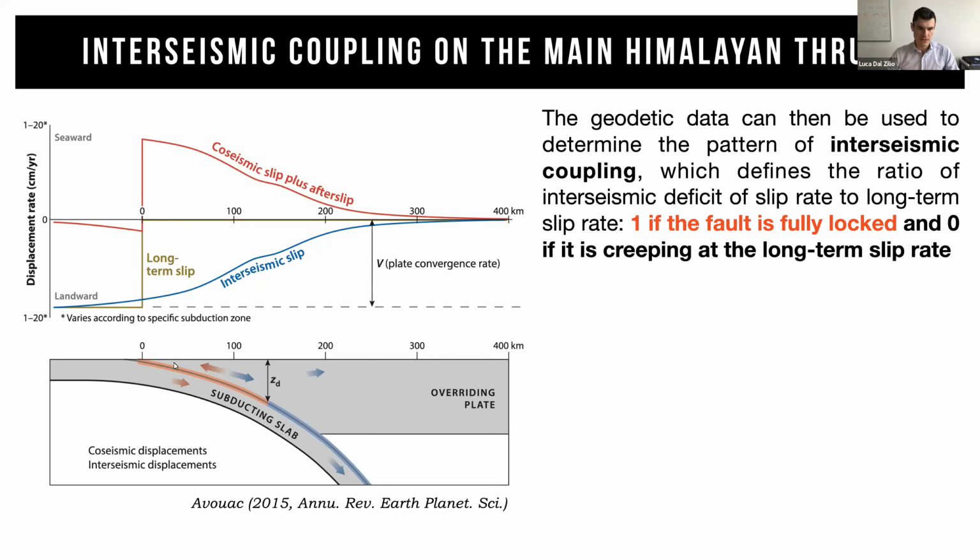And so this seismogenic zone shows that we can have a coupling that is between 0 and 1, and this defines the ratio between the interseismic slip deficit and the long-term slip rate. And so when the ratio between the two is 1, it means that the fault is interseismically locked. And so we can accumulate slip deficit on the fault that is eventually released by earthquakes.